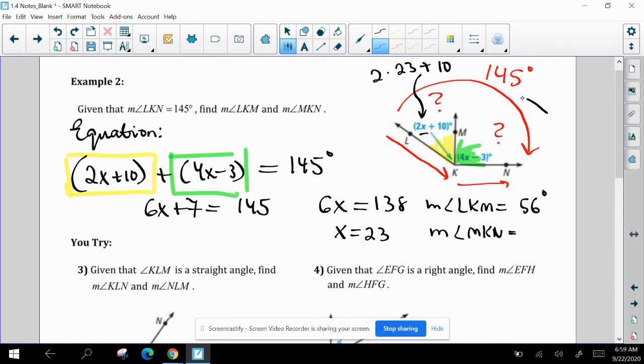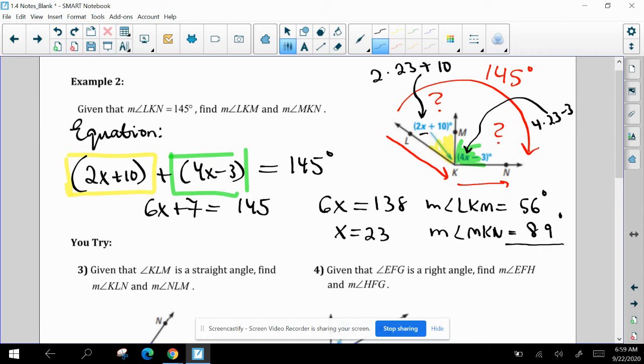And then you're going to go to our green angle, right? So we're going to throw in x being 23. So 4 times 23 minus 3. And that's going to give you, let's see, what does that give us? That is going to give us 89 degrees. And I feel like something's wrong. Let's see, 4 times 23 minus 3, okay. And then the other one, 56 plus 89, nope, nothing's wrong.